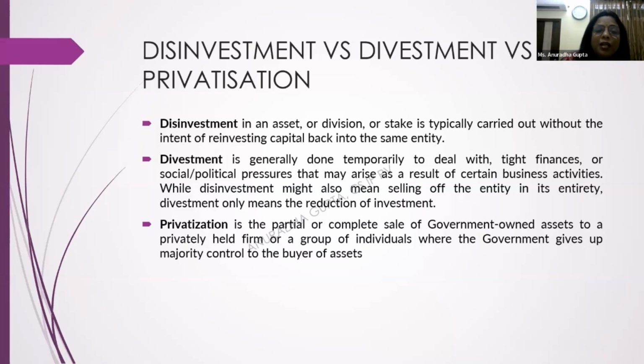Divestment is to fight a temporary financial crisis, right? So the funds may be used for balancing a tight financial situation. And privatization is basically partial or complete sale of government-owned assets to a privately held firm or a group of individuals, where the government gives up the majority control to the buyer of the assets. So here, the government is just wiping its hands of it, saying, okay, we are giving it, we don't have any interest in it. So these are the three words, but in normal day-to-day language, we use them interchangeably.